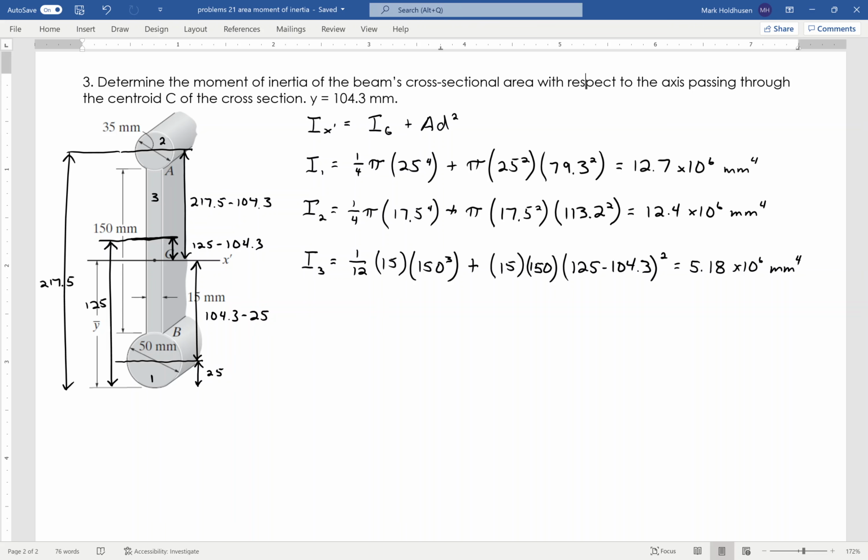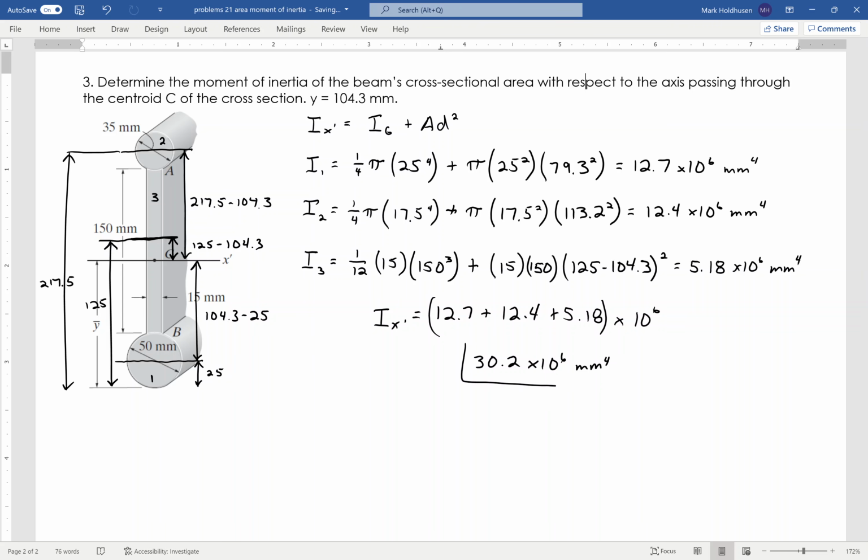Now all I need to do is add those guys up to find the total. So I get 12.7 plus 12.4, plus 5.18. And again, these are all times 10 to the 6th. That gives me a moment of inertia of 30.2 times 10 to the 6th millimeters to the 4th.